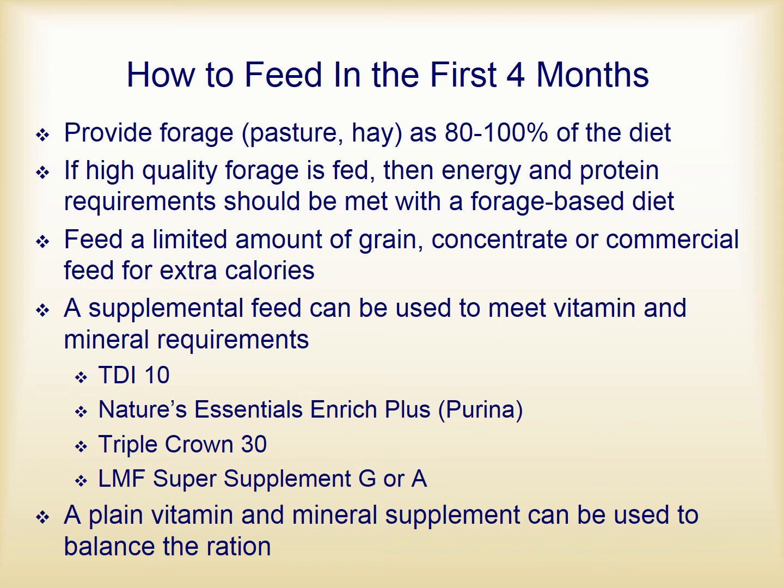Note that G denotes a supplement that should be fed with grass hay. Those supplements have higher levels of calcium and higher levels of protein compared to the A supplements, which are designed to be fed with alfalfa hay. Those supplements would have a lower concentration of calcium and a lower concentration of protein. A plain vitamin and mineral supplement can be used in the ration of pregnant mares in early gestation in order to balance the ration.